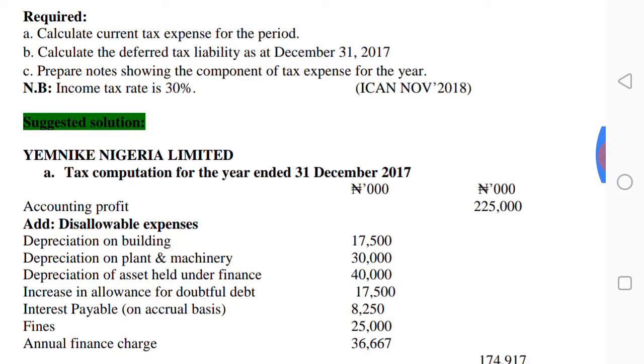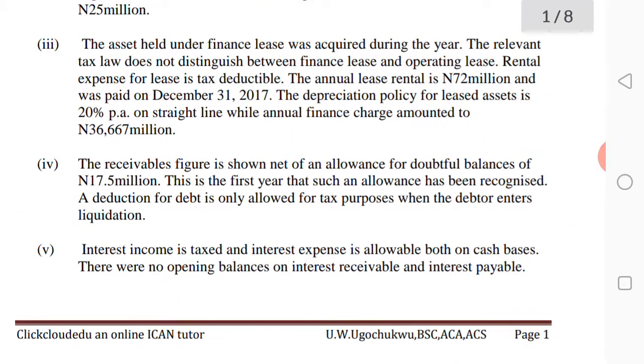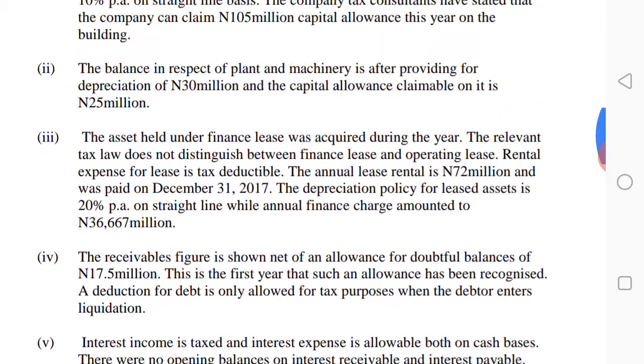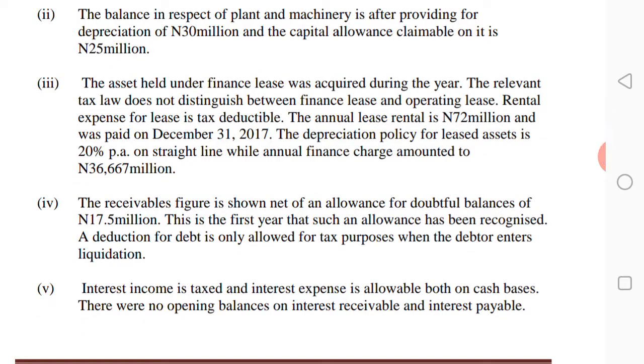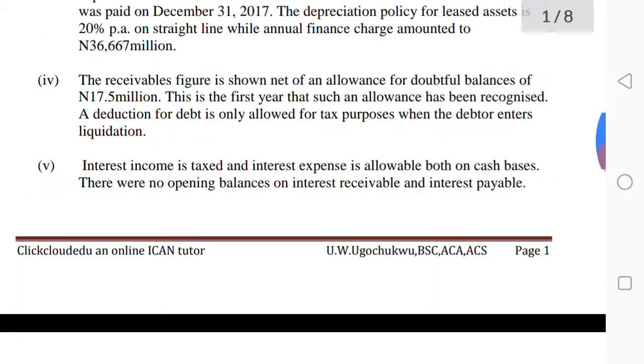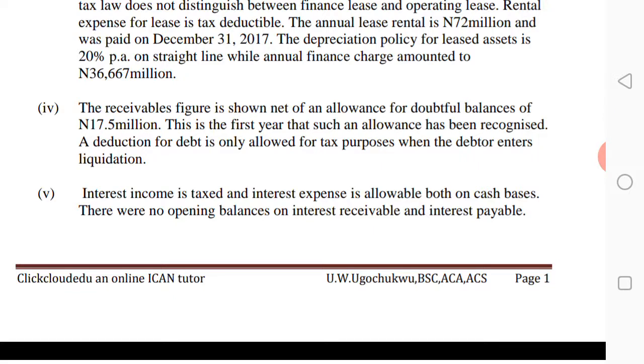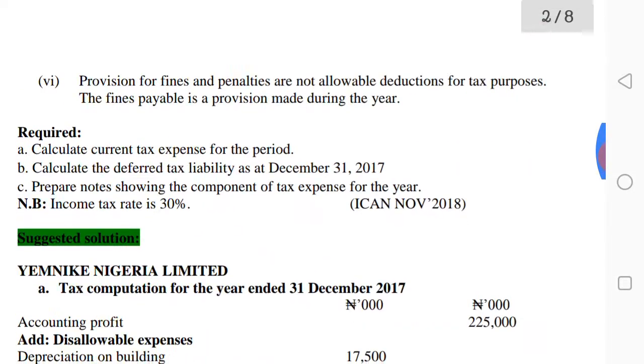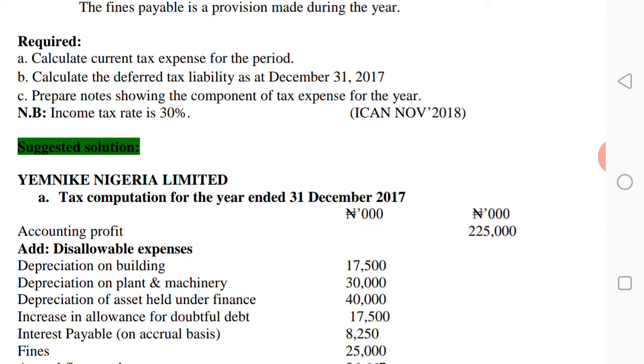We are also given 17,500,000 as a provision for depreciation. Remember, in tax, it's a disallowable expense, so we will add it back. So any provision, for example an allowance for doubtful debt, if it's specific, is allowable, but if it's a general provision, it is not allowed. So mostly, provision is not allowed for receivables. So we add it back.